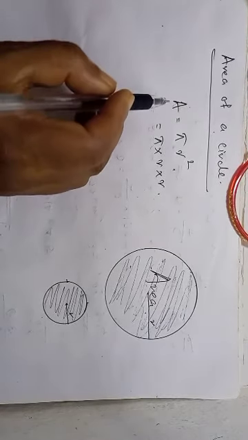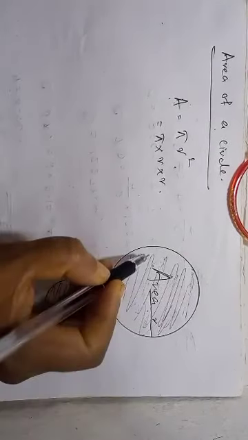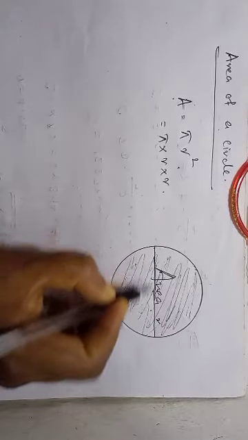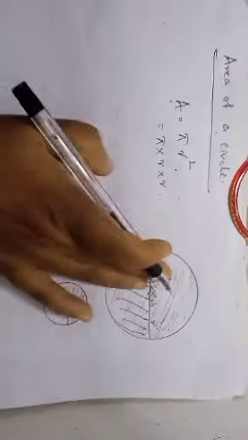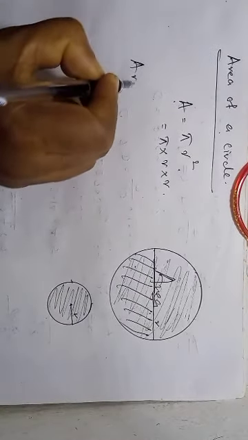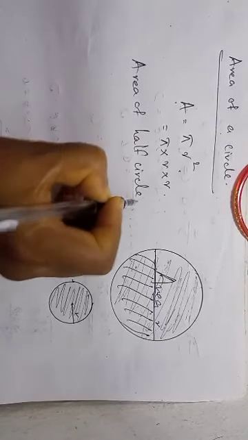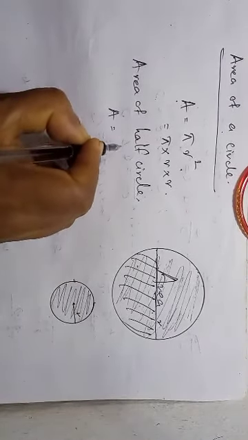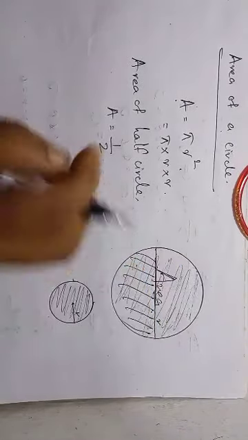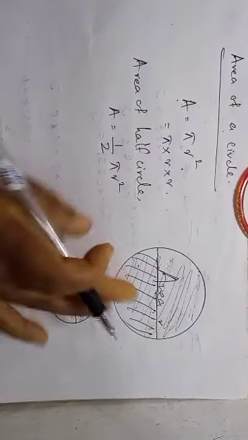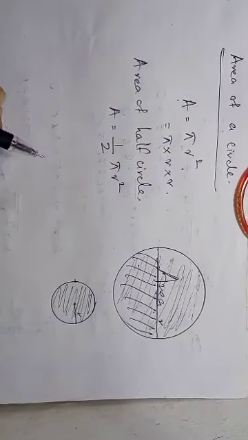Then if area is given, you can find out the radius. If it is the half part of the circle, how do we find the area? Full area means pi r square. So area of a half circle or semicircle is half of the area of the full circle, half of pi r square. Pi r square is the full circle's area.